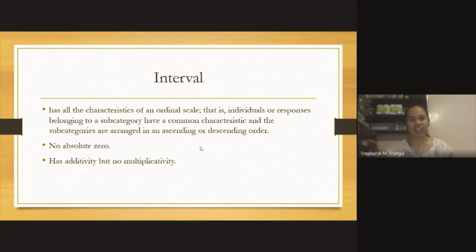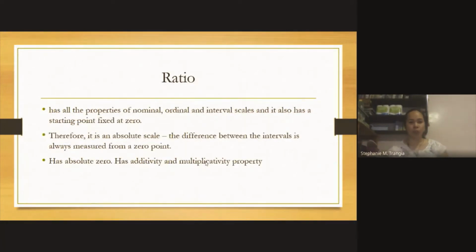Okay. So lastly, ratio has all the properties of nominal, ordinal, and interval scales, and it also has a starting point fixed at 0. So therefore, it is an absolute scale. The difference between intervals is always measured from a 0 point. So, it has absolute 0, has additivity, and multiplicativity property.